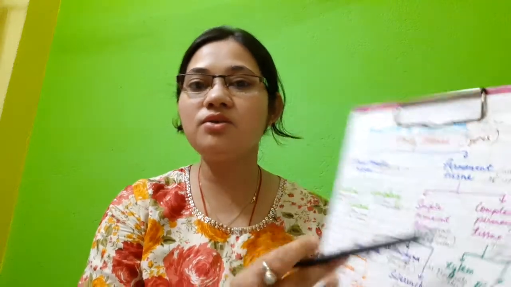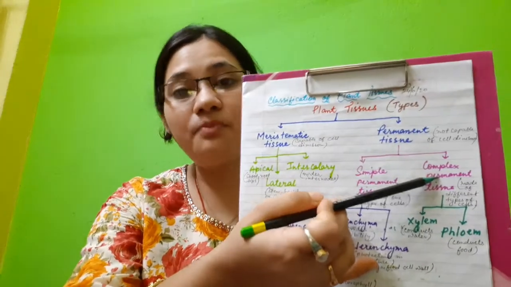Simple permanent tissues are made up of only one type of cell. So only one type of cell is present, whether round, hexagonal, cuboidal or elongated. So they are made up of only one type of cell. Whereas complex permanent tissues are made up of different types of cells.